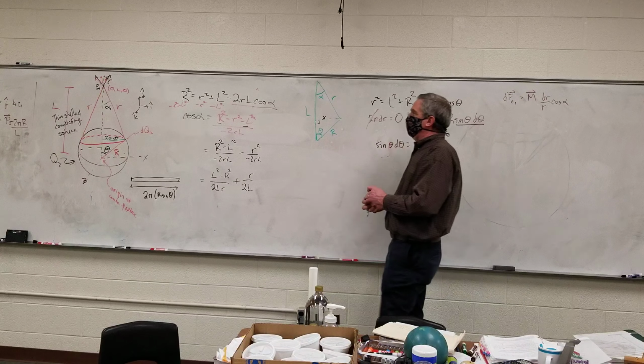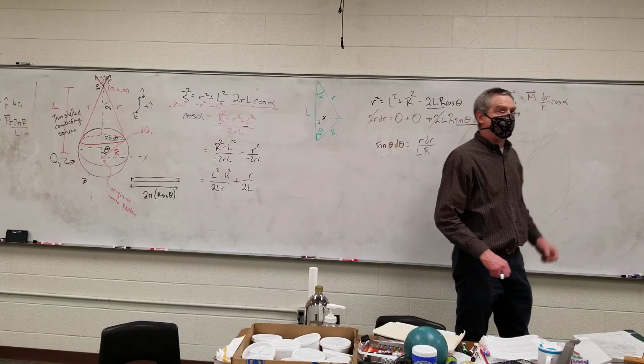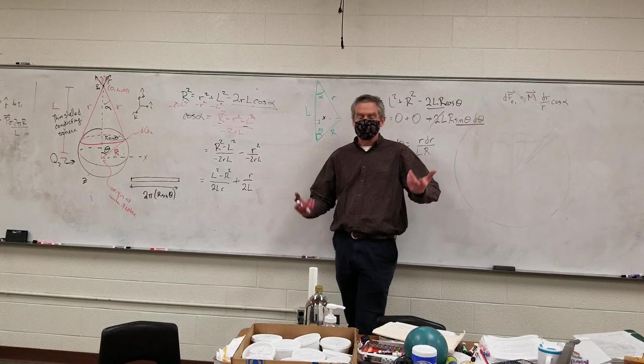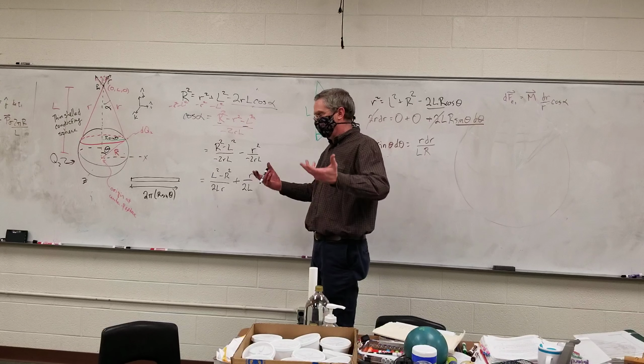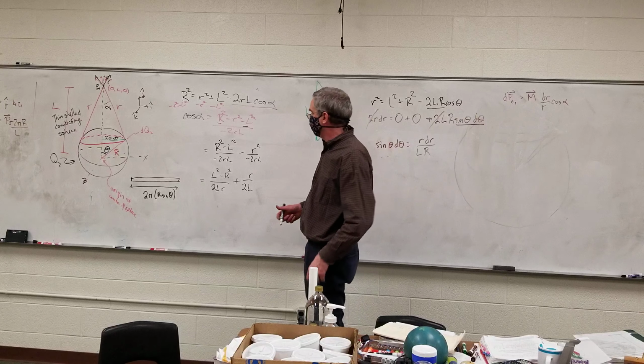So at this point, I now have cosine alpha in terms of little r and some constants. I can plug it into here, and I have a single variable, and so the calculus becomes, well, I'm not sure trivial is the right word, but the calculus becomes definitely doable.